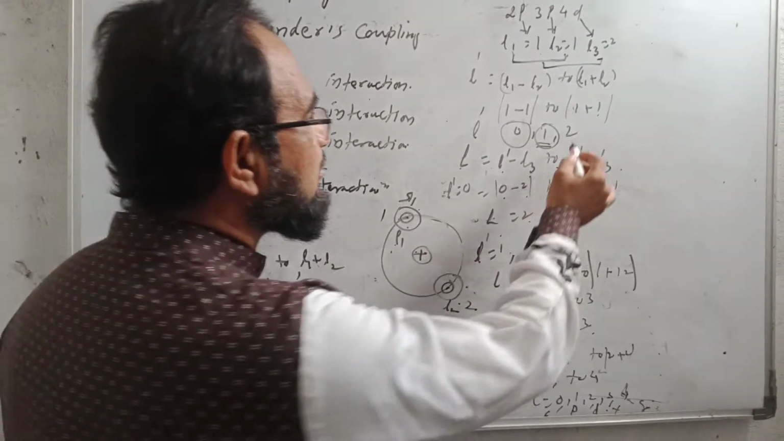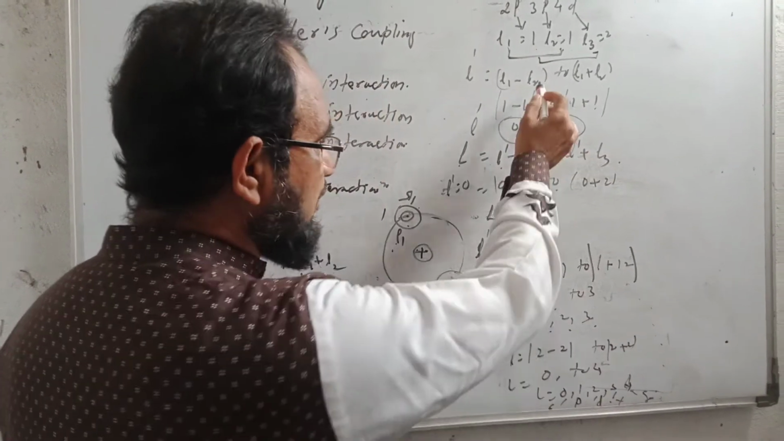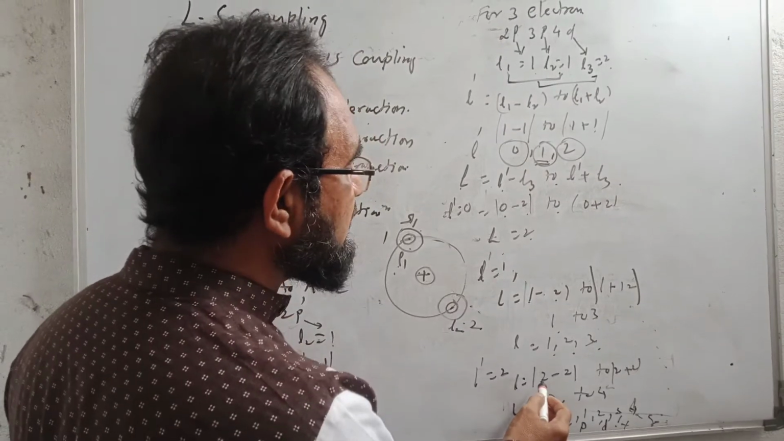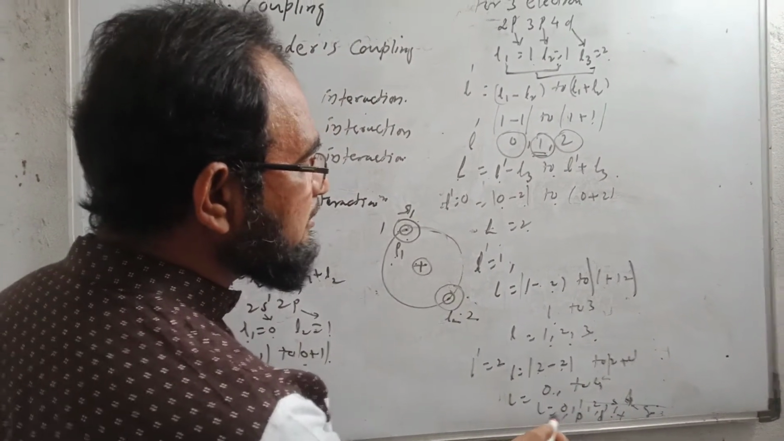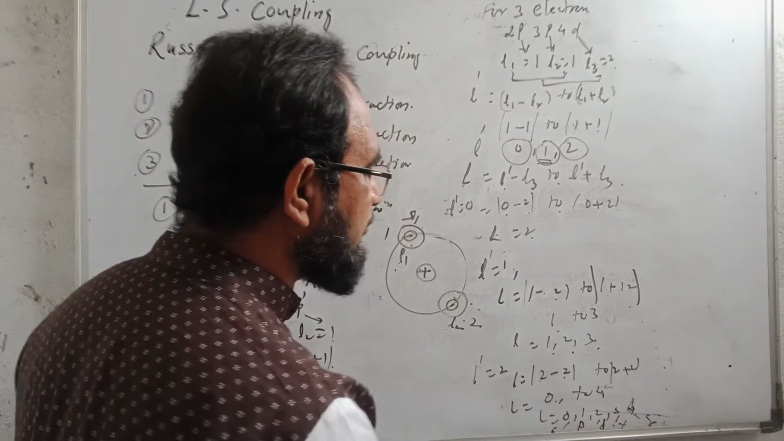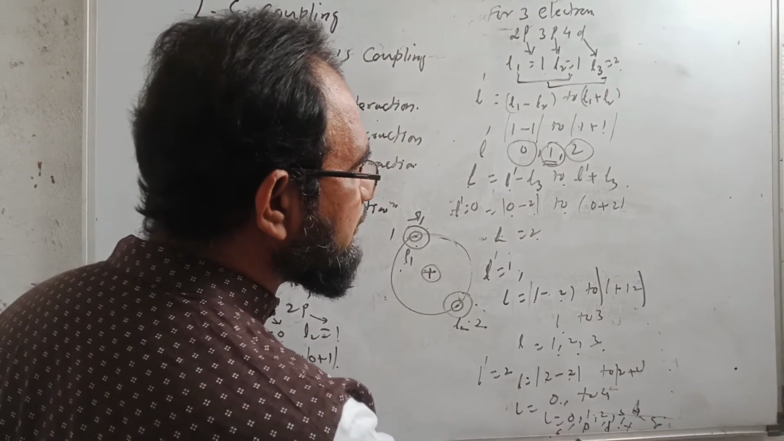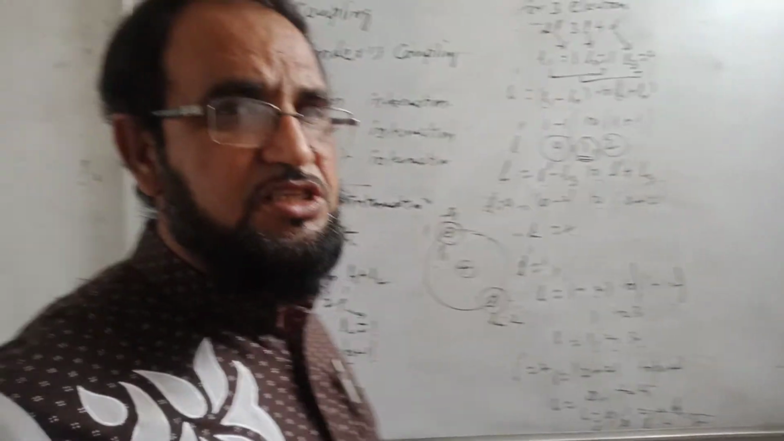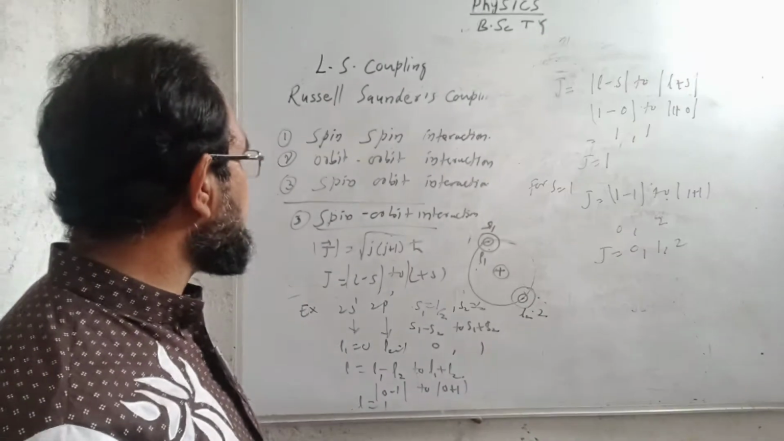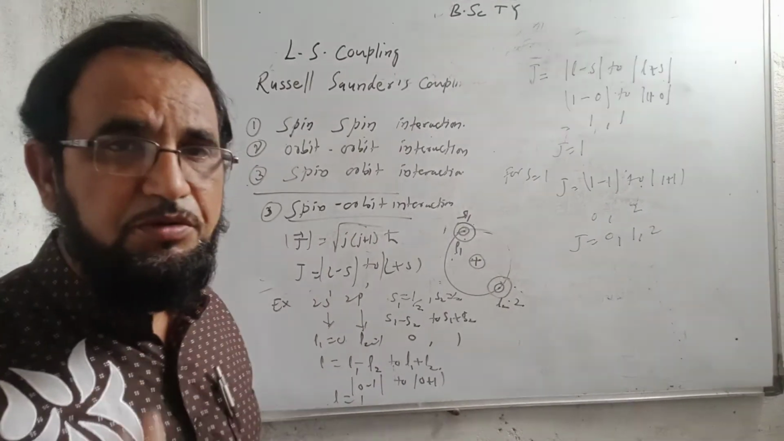Similarly, for the third value, L dash equal to 2 will combine with L3, means 2 minus 2 to 2 plus 2, that is 0 to 4, or it will be 0, 1, 2, 3 and 4. 0 means S orbit, 1 means P orbit, 2 means D orbit, 3 means F orbit and 4 means G orbit. So we studied about the spin-spin interaction and orbit-orbit interaction.